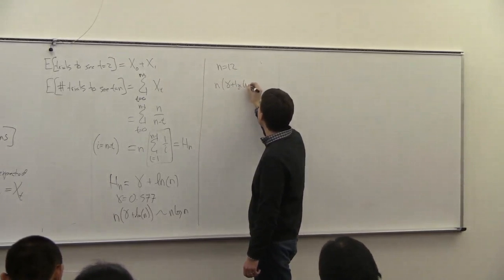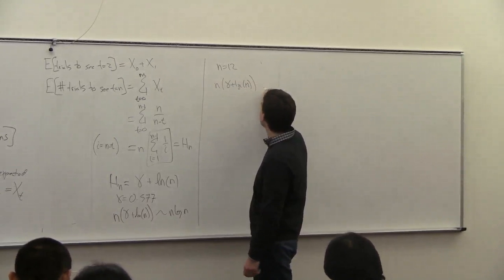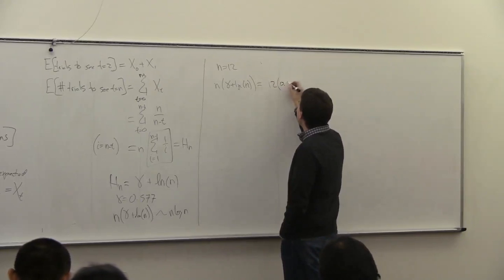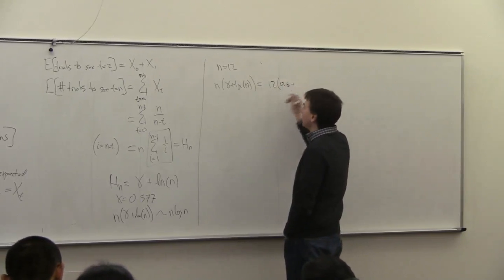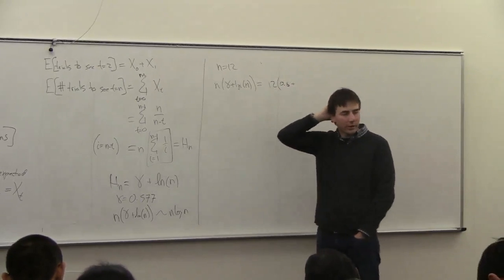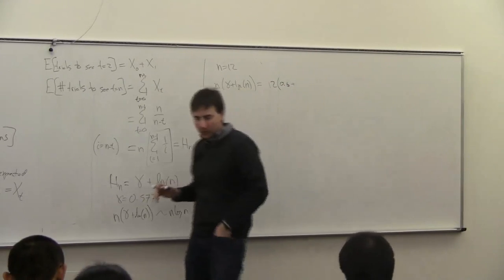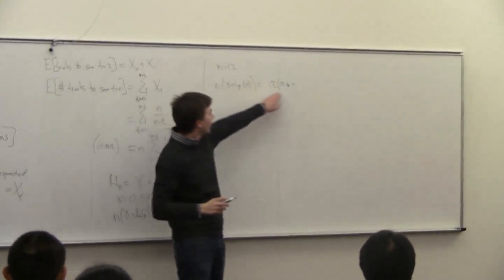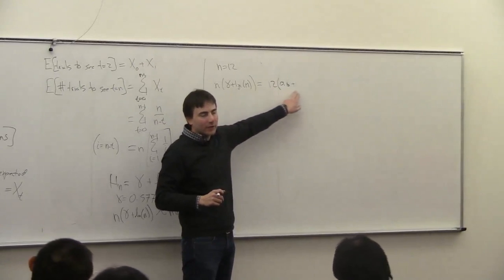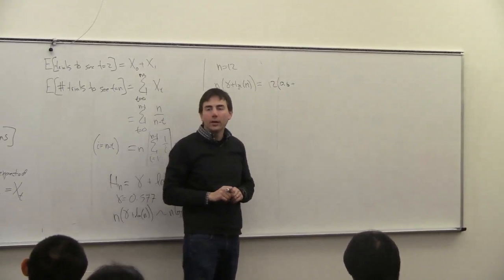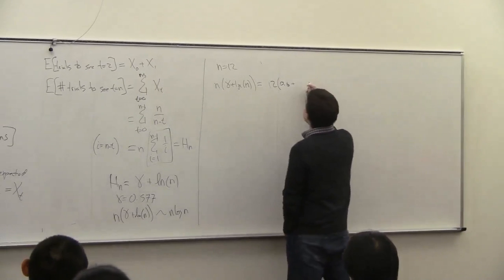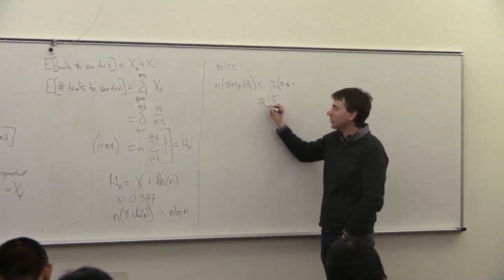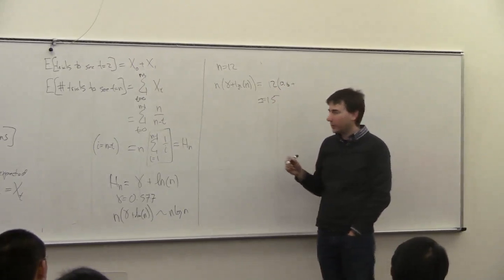is going to be roughly equal to 12 times 0.6 plus the natural log of 12. Can someone plug this in? Yeah, actually 12 times 0.577 plus the natural log. About 15. Okay, so we expect after about 15 people we'll get all the months.